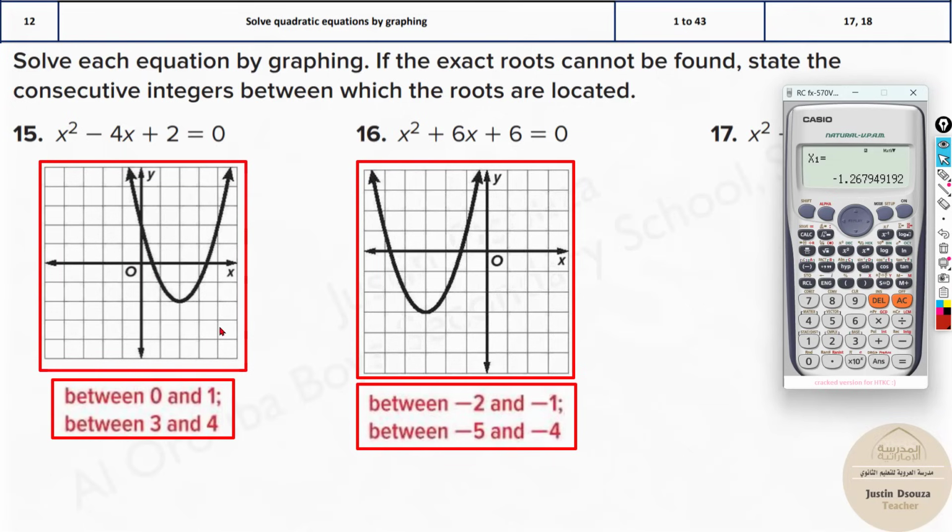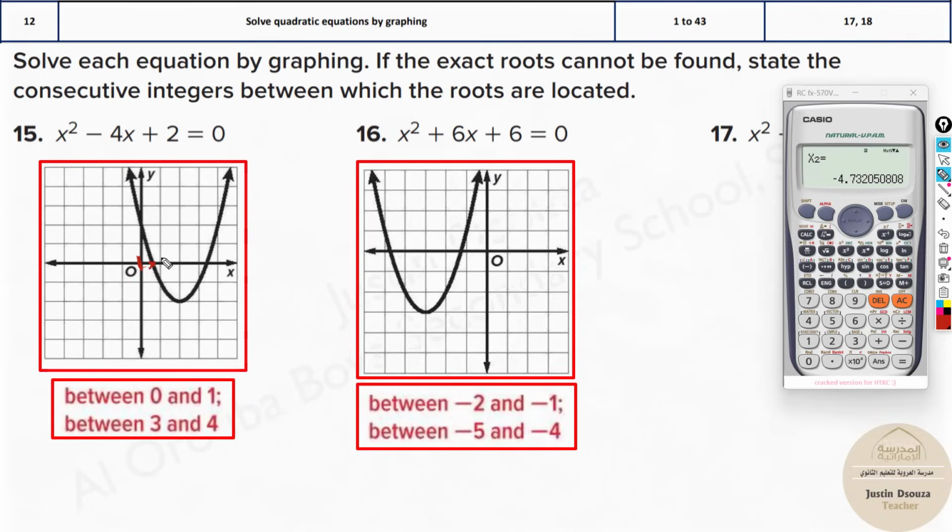So what we tend to do, if we do not have the calculator, is tell that this particular solution is lying between minus 1 and minus 2. Say it's between minus 2 and minus 1. That's what we say. And the next one is in between minus 5 and minus 4. We tell the range, we don't tell the exact value. We know it's over here, this point.